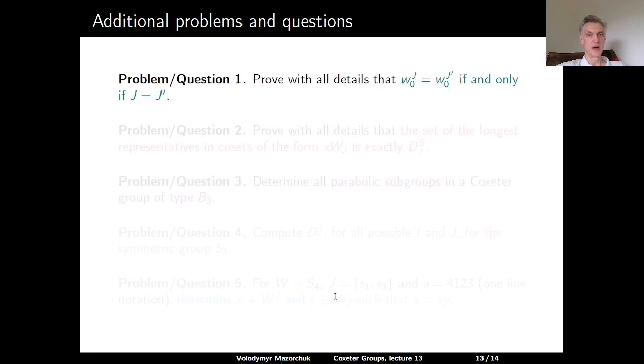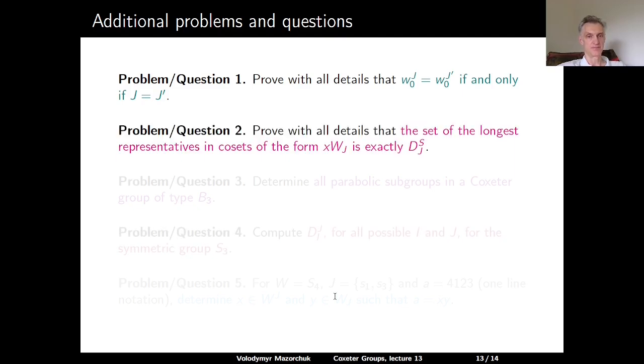Problem question 1. Prove with all details that W_0 upper J is equal to W_0 upper J prime if and only if J is equal to J prime. Problem question 2. Prove with all details that the set of the longest representatives in cosets of the form x W sub J is exactly D sub J upper S.